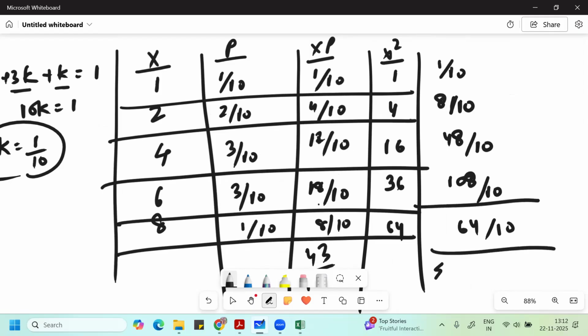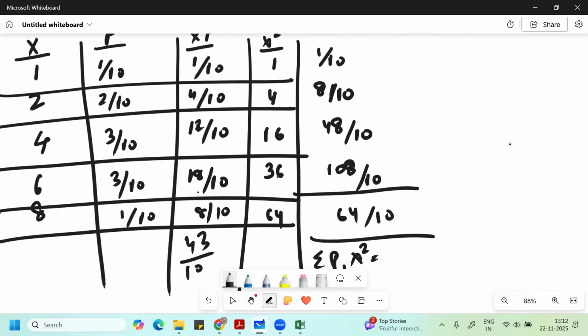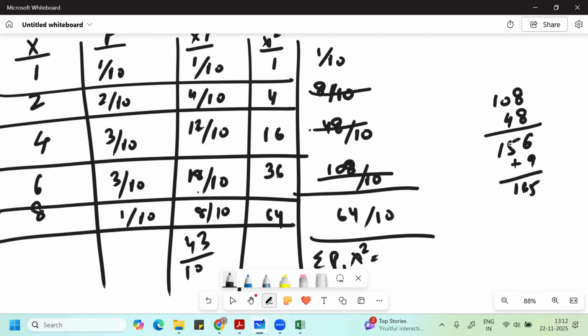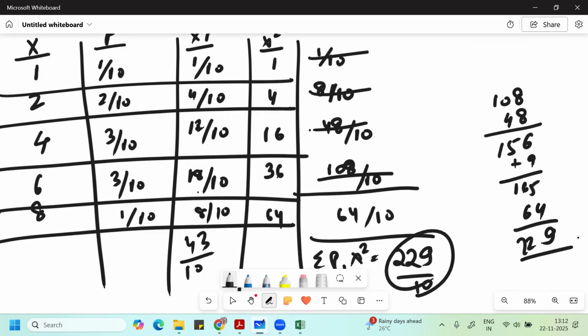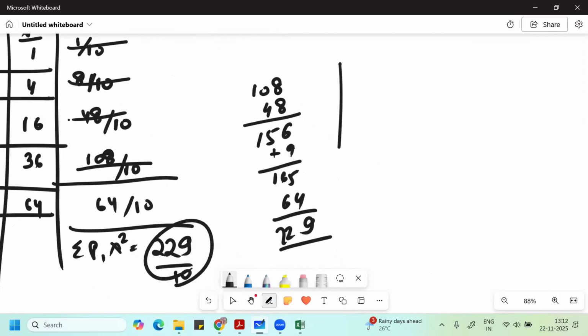So you'll find the sum of p into x square is equal to 108 plus 48, which is 156, plus 9 is 165, plus 64 is 229. So you get the sum of pi into x square is 229 by 10.